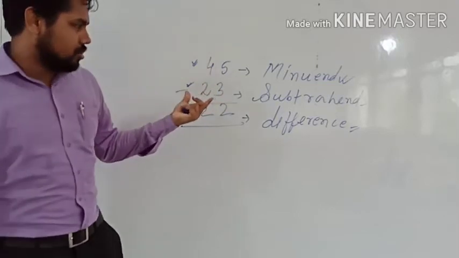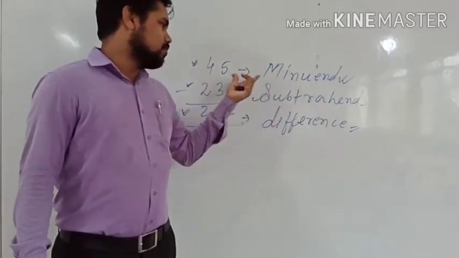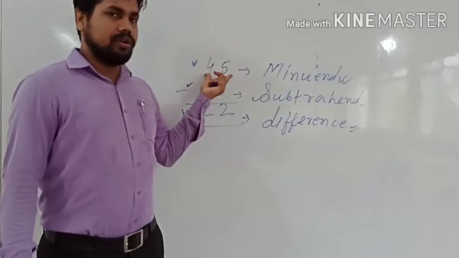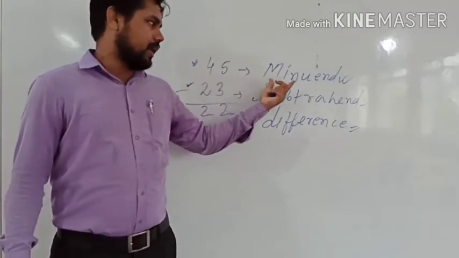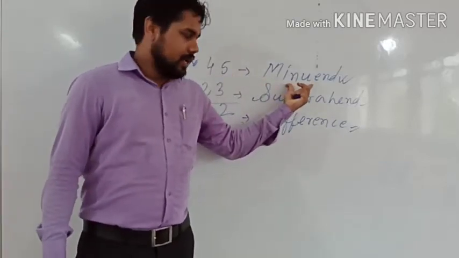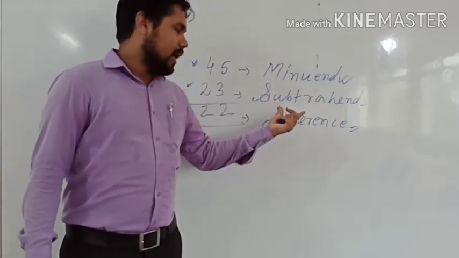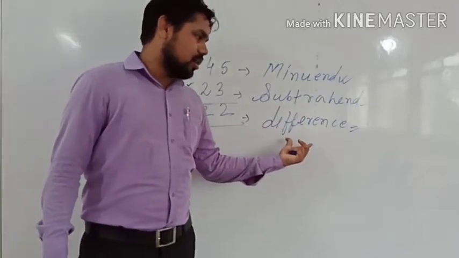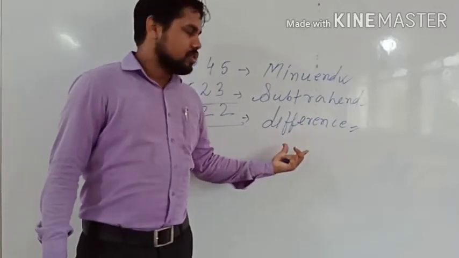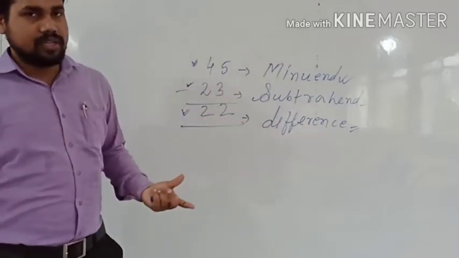Normally students used to confuse here only. This is the greater number from which we are subtracting, that is called minuend, and the number which you are subtracting, that is called subtrahend, and the result which you are getting is called difference. Okay, so these are the three terms related to the subtraction.